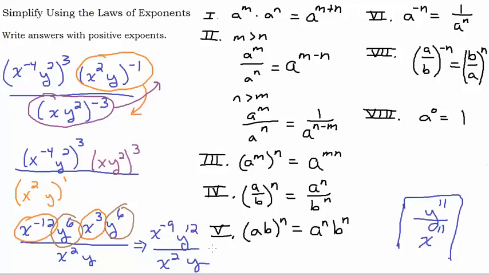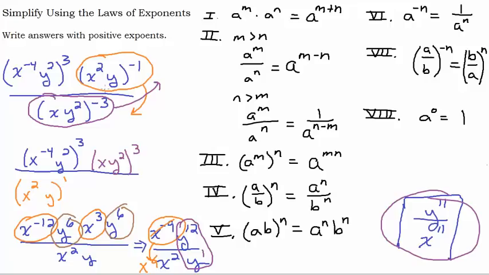Okay, so now what do I have left? For my x's, I have x to the negative 9th. I can either take 2 minus negative 9, or I could take this x to the negative 9 and move it down there, and it would become x to the positive 9 and get rid of that. And then add the 9 plus the 2 and get 11. And then as far as the y's go, you've got y to the 12th divided by y. Remember, this is y to the 1st. So by rule number 2, you're going to subtract 12 minus 1 and get y to the 11. So you'd get the same answer.